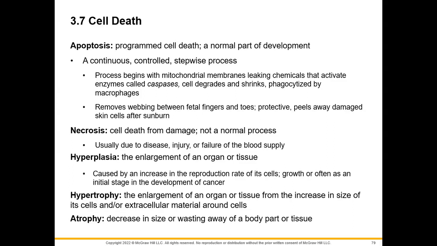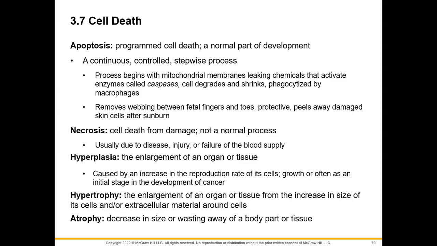The cell degrades and shrinks, and then it's phagocytized by macrophages. Macrophages are Pac-Man-like cells that wander our body, eating up things that don't belong and debris. We use apoptosis to remove webbing between fetal fingers and toes. It's protective, like to peel away the skin cells after a sunburn. Necrosis is cell death from damage, and it is not a normal process. It's usually due to disease, injury, or failure of the blood supply.